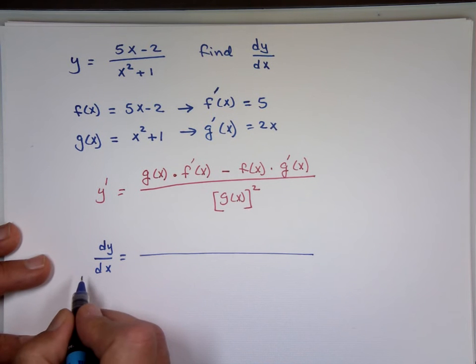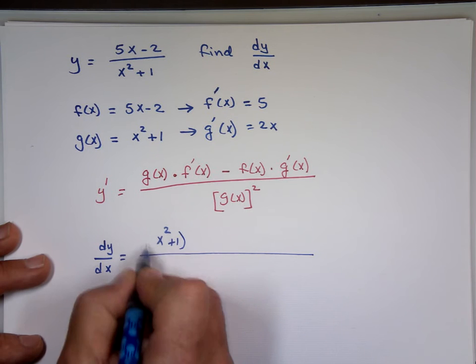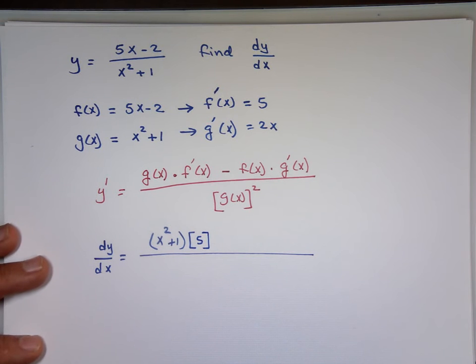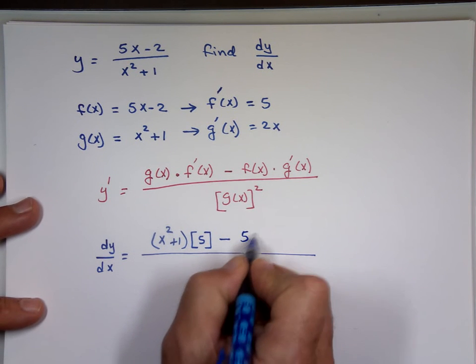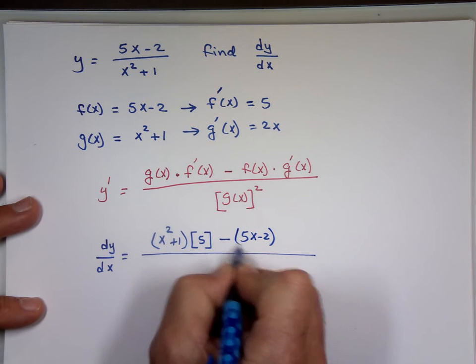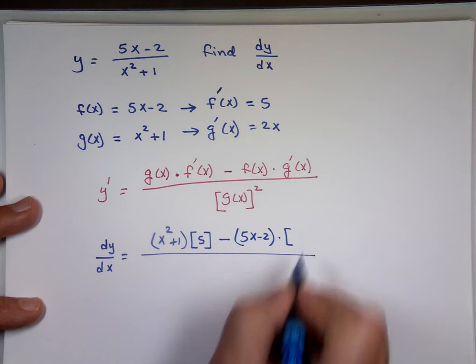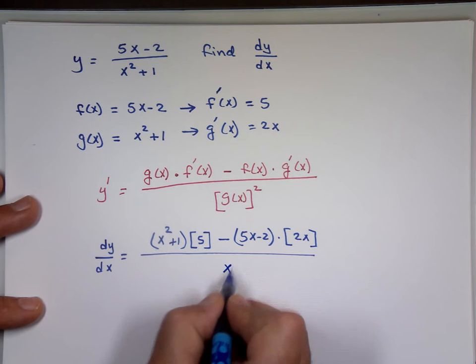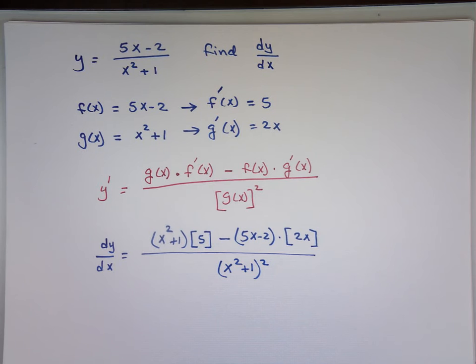The bottom, which is what? x squared plus 1, times the derivative of the top, which is 5, minus the top, which is 5x minus 2, times the derivative of the bottom, which is 2x, all divided by the bottom squared. And just simplify the top, collect like terms, and we should be in business.